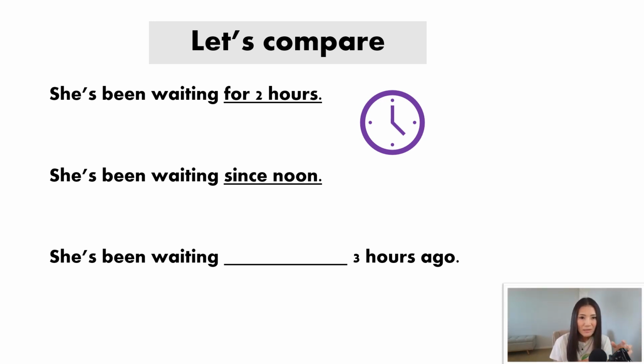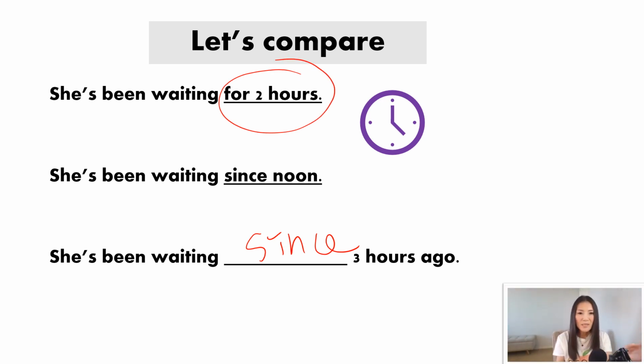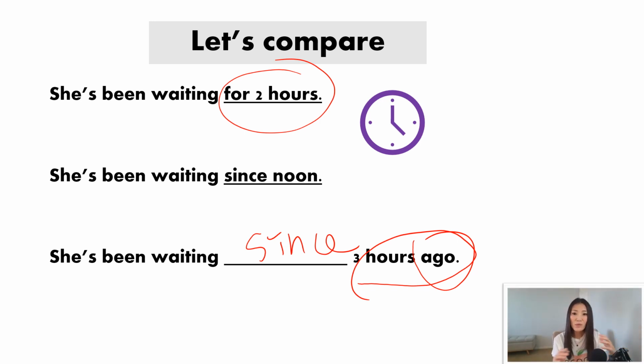Please fill in the blank with since or for. What did you guys put here? It is since. She's been waiting since 3 hours ago. If you put for, I think we are automatically tempted to use the word for because of right here, right? For 2 hours, for 3 hours. But the sentence says 3 hours ago. The ago is referring to a point in time, right? So it's not a duration of time. It actually refers to when she started waiting, since 3 hours ago. I hope that makes sense.